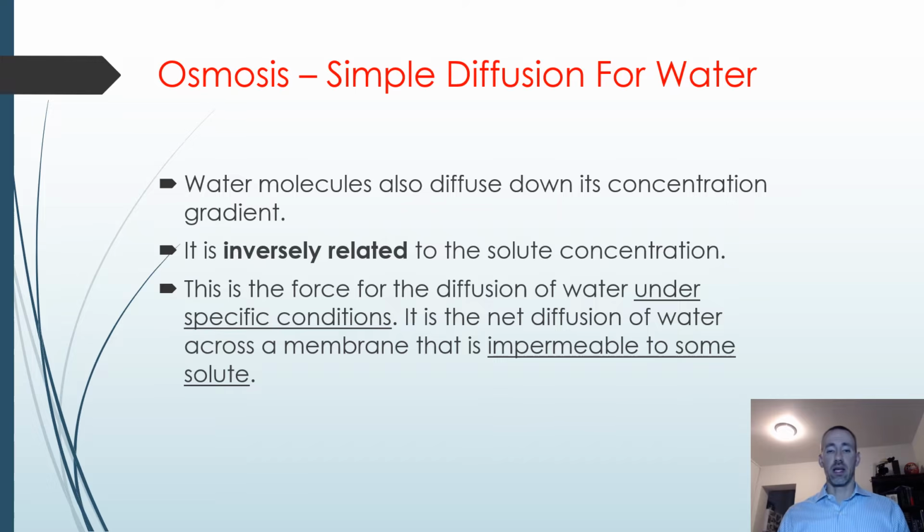So it is inversely related to the solute concentration. What does that really mean? It just means that if there is a lot of solute, let's say inside the cell relative to outside the cell, there's just not enough space for all the water molecules. So there's less water where there's a lot of solute, because the solute takes up more room. So there's a lower amount of water when there's a lot of solute present. I'm going to give you an example of this in just a minute. So osmosis is the force for the diffusion of water under specific conditions, which I'm going to show you some examples of.